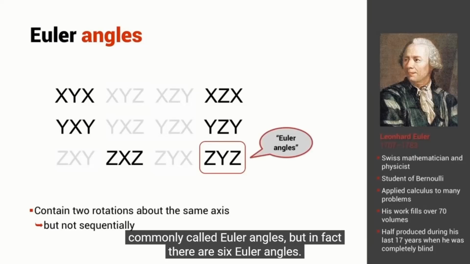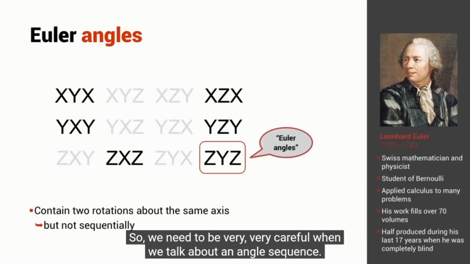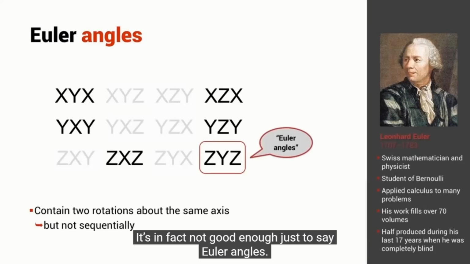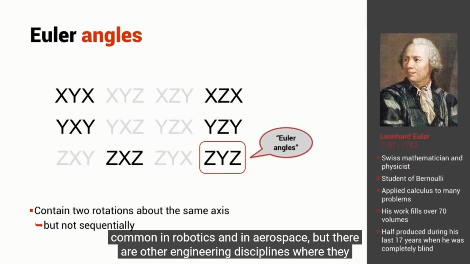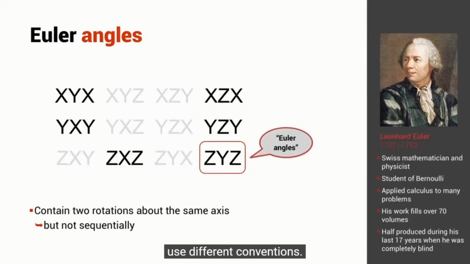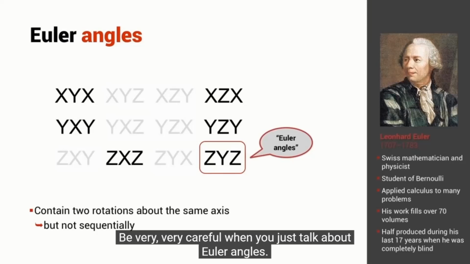But in fact, there are 6 Euler angles. So we need to be very, very careful when we talk about an angle sequence. It's in fact not good enough just to say Euler angles. We should be very specific and say z, y, z Euler angles. Different engineering communities use different conventions, and the ZYZ convention is pretty common in robotics and in aerospace, but there are other engineering disciplines where they use different conventions. Be very, very careful when you just talk about Euler angles.